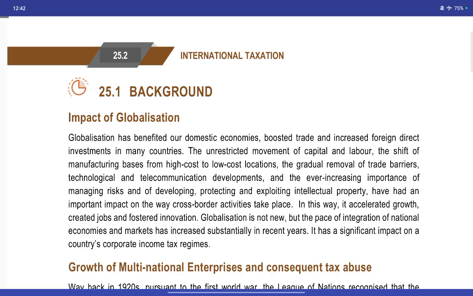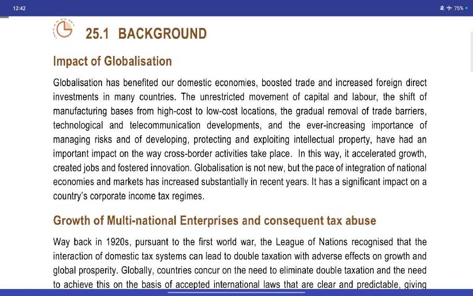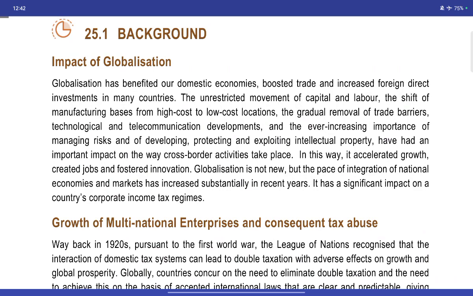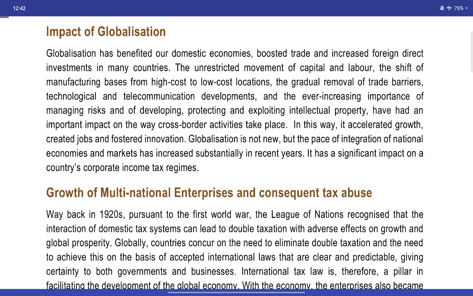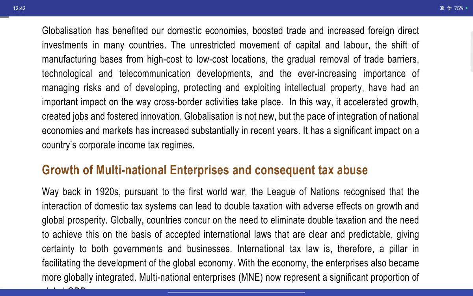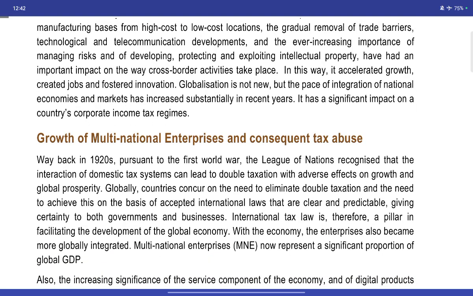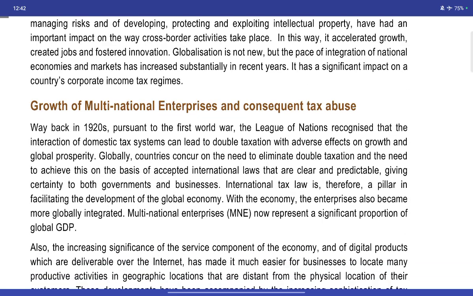Background and implications of globalization. Globalization is beneficial to domestic economies, boosting trade and increasing foreign direct investment in many countries. The removal of restrictions on the movement of capital and labor, the shift of manufacturing based on high cost and low cost locations, the gradual removal of trade barriers, technology and telecommunication development, and the ever increasing importance of managing risk and developing, protecting and exploiting intellectual property have had an important impact on the way cross-border activities take place. This accelerated growth has created jobs and fostered innovation. Globalization is not new, but the pace of integration of national economies and markets has increased substantially in recent years. It has a significant impact on countries' corporate and income tax regimes.